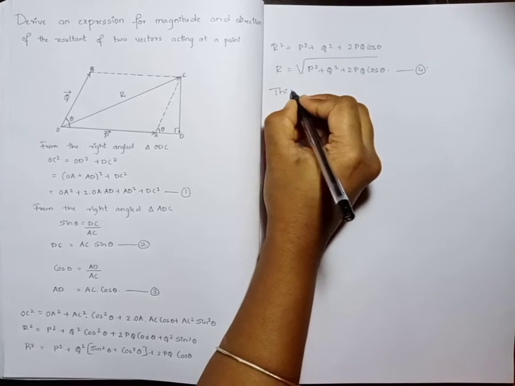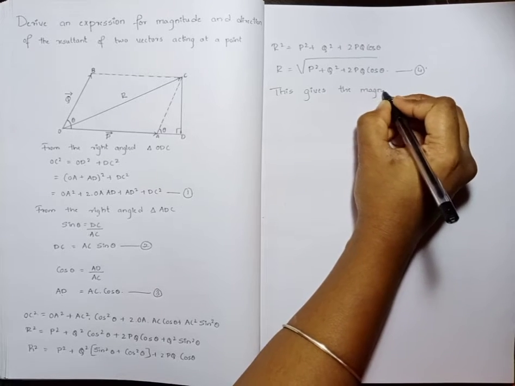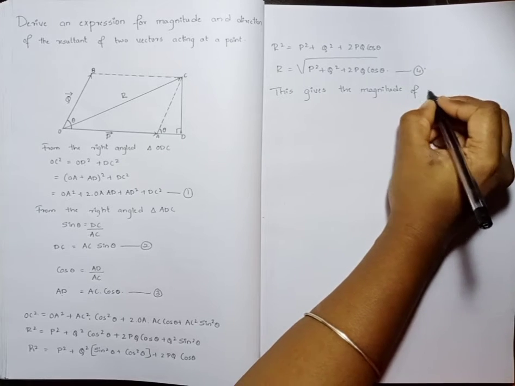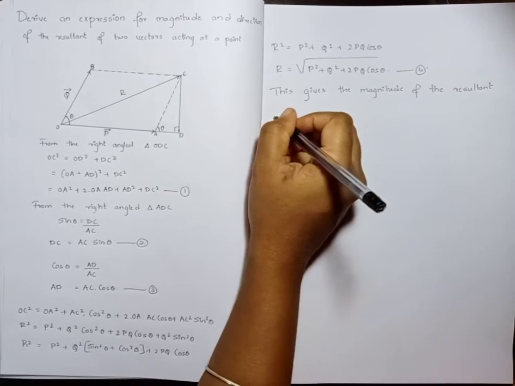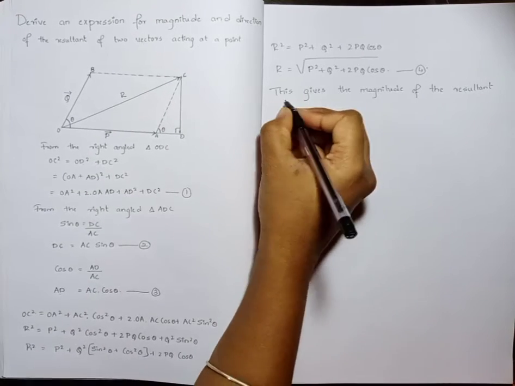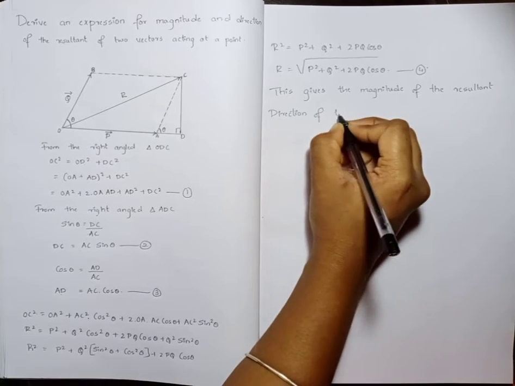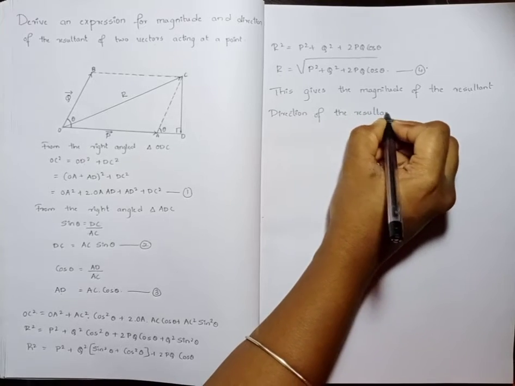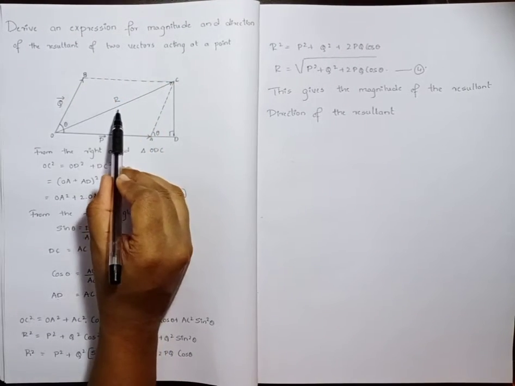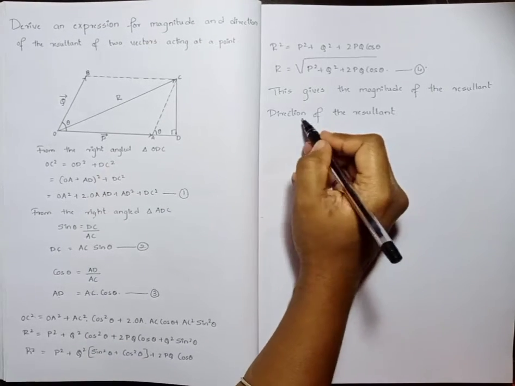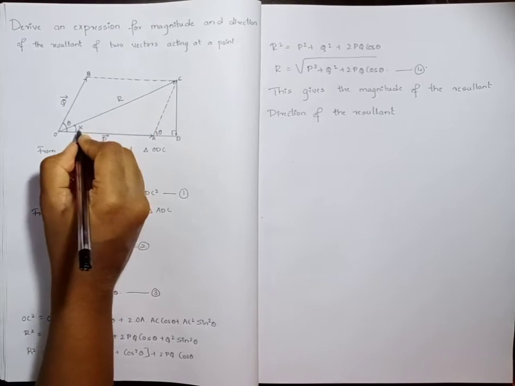So this equation 4 gives the magnitude of the resultant, that is resultant R. Next, we will talk about the direction of the resultant, because what we have to derive here is first the magnitude and then the direction for this resultant R. For this direction, the diagonal of the parallelogram OC makes an angle alpha. Let's take it as alpha.